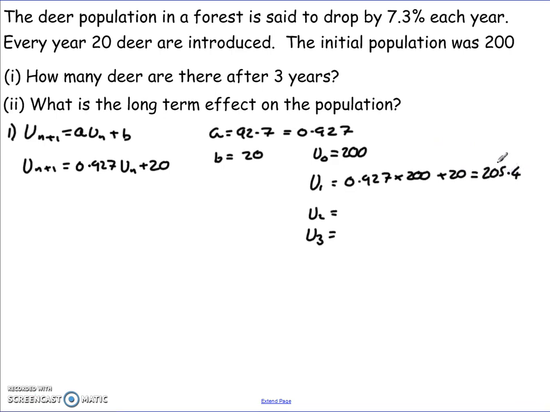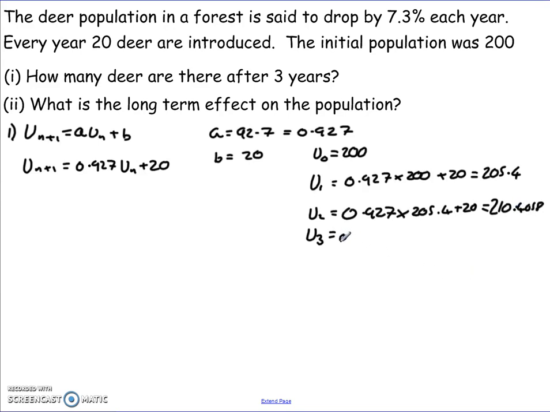Now I know it seems strange, 0.4 of a deer. Keep the decimal in there until we get to our ultimate goal of 3 years. Then we can work it out from there and round it appropriately. Second one then is 0.927, and remember it's times the previous year. So in this case it's times 205.4, then plus the 20 again. So in this case it's 210.4058. That's what we get for that one.